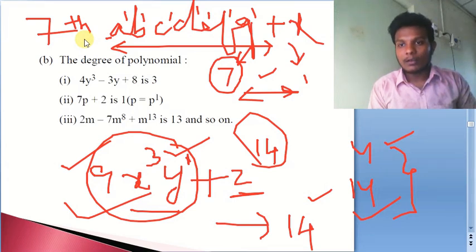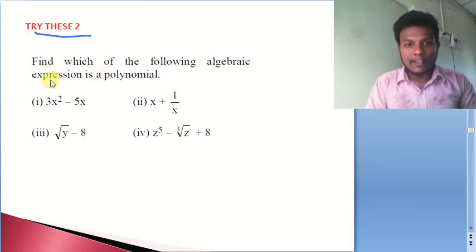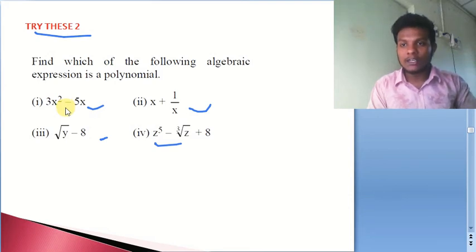Okay, so let us move ahead. Let us have a quick recap of the concepts that we have learned in our first session. Try this: find which of the following algebraic expressions is a polynomial. These are all algebraic expressions only. We need to see whether they are going to be polynomials or not. So remember, what is the condition? The powers of the variables should be whole numbers. That is the sole condition needed for an algebraic expression to become a polynomial.